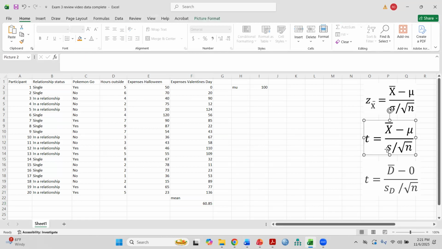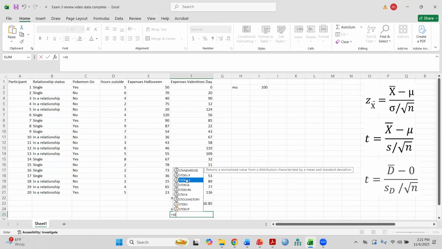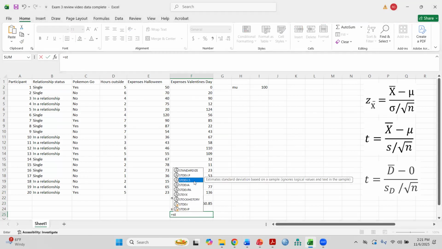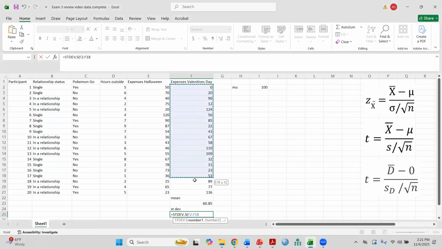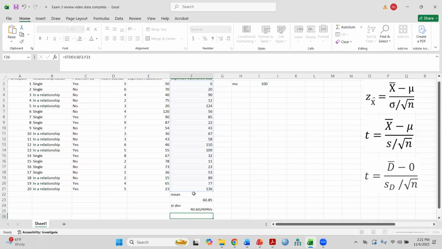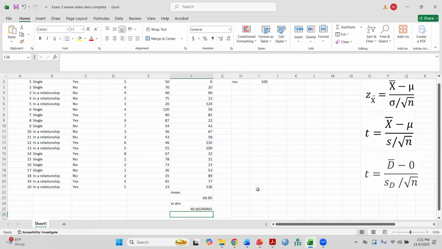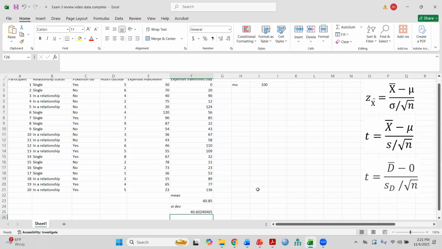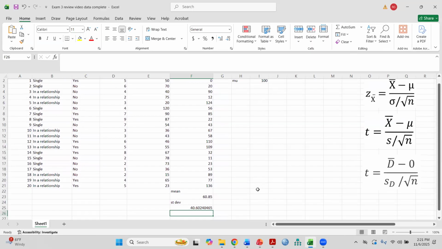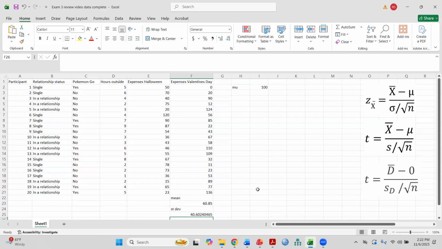We also need to find the sample standard deviation. So let's do that. Standard deviation here. And the function for that is STDEV.S. I'm going to figure out that. Okay, here's the standard deviation of amounts of dollars spent on Valentine's Day in our sample.